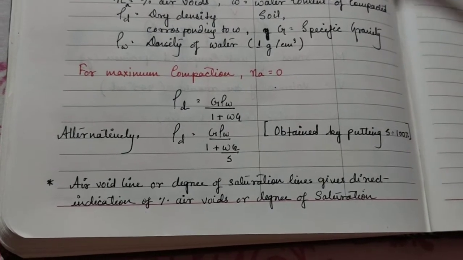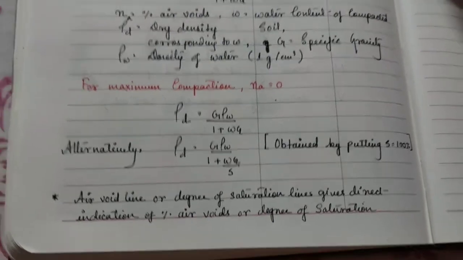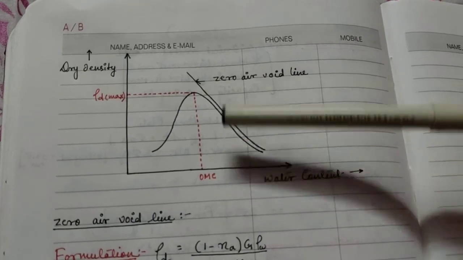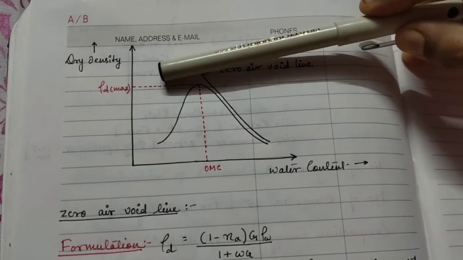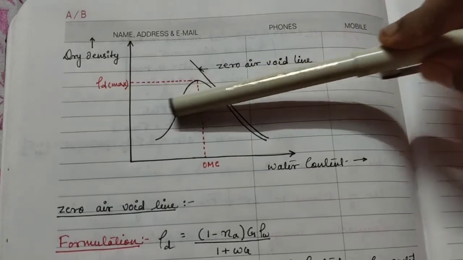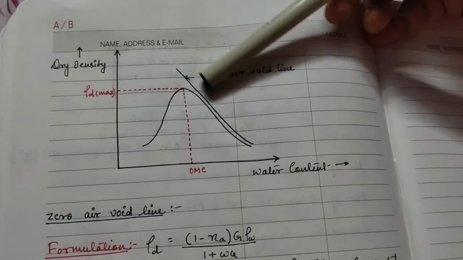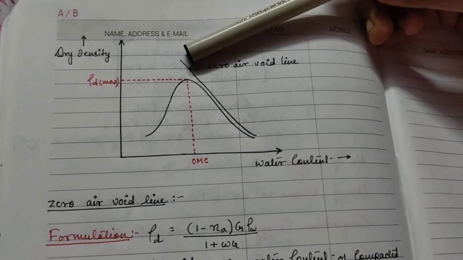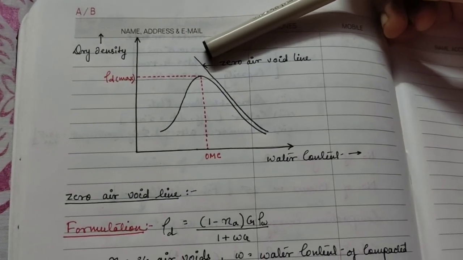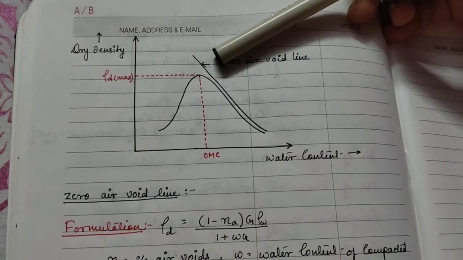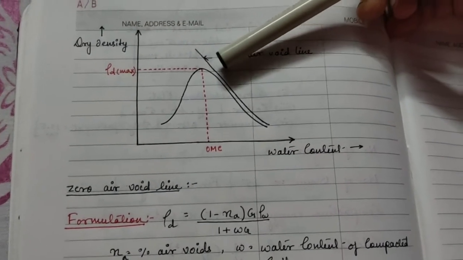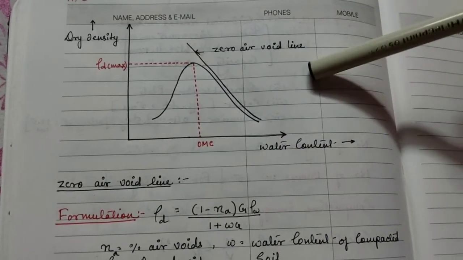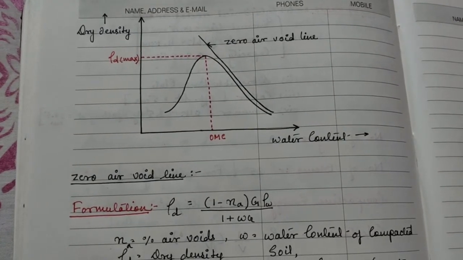So from this curve, what are we getting? We are getting the values of optimum moisture content along with the maximum dry density of the soil, along with the zero air void line. From the zero air void line, we can get either the percentage of air void or the degree of saturation which exists at different points on the curve. So this is about the preliminary phase of compaction.